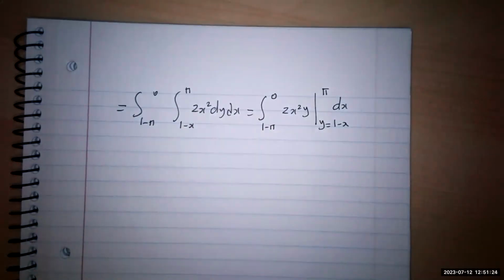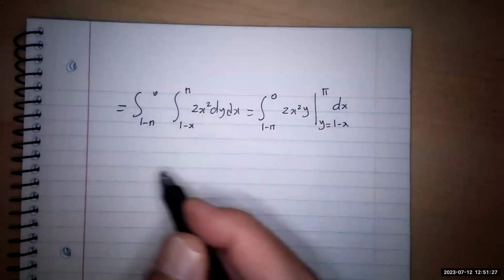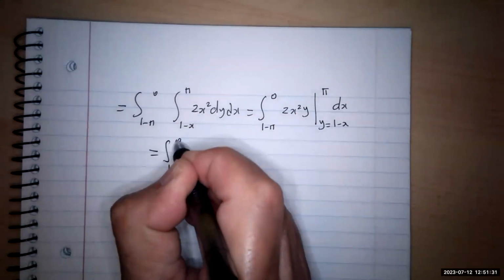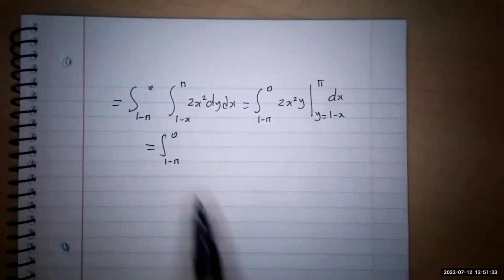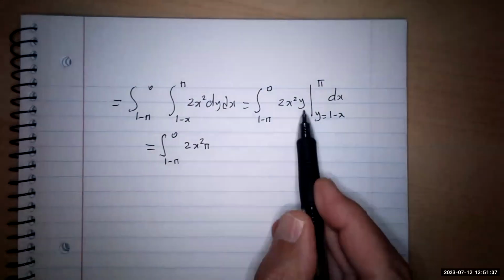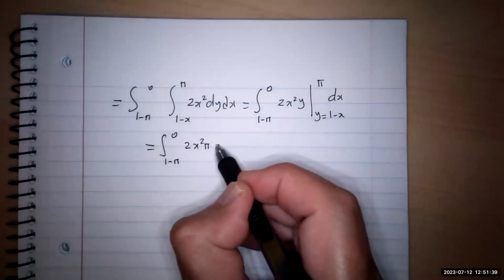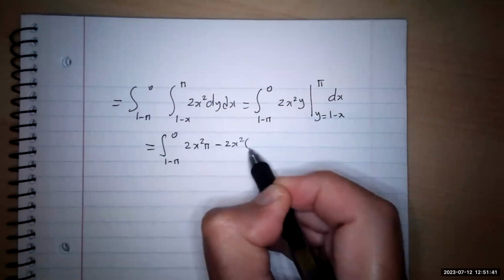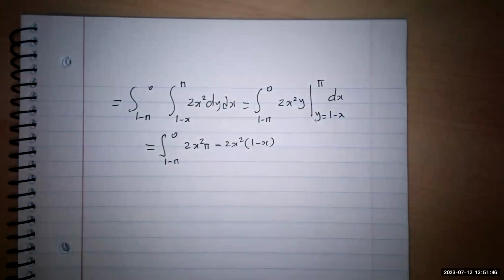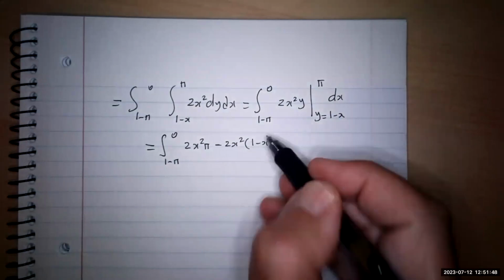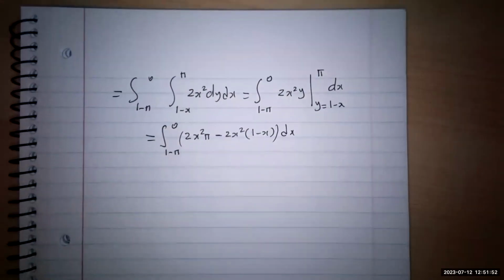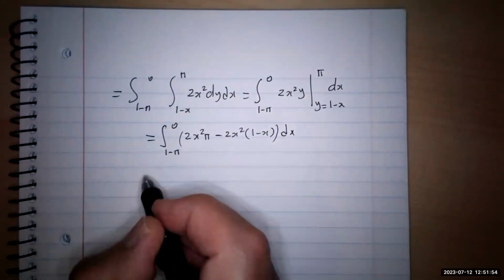So if you substitute in the first part, we get nothing. So it's 1 minus pi to 0. In the first part, that gives 2x squared pi, minus 2x squared times 1 minus x, okay, 1 minus x and everything dx. You just simplify it and integrate it.